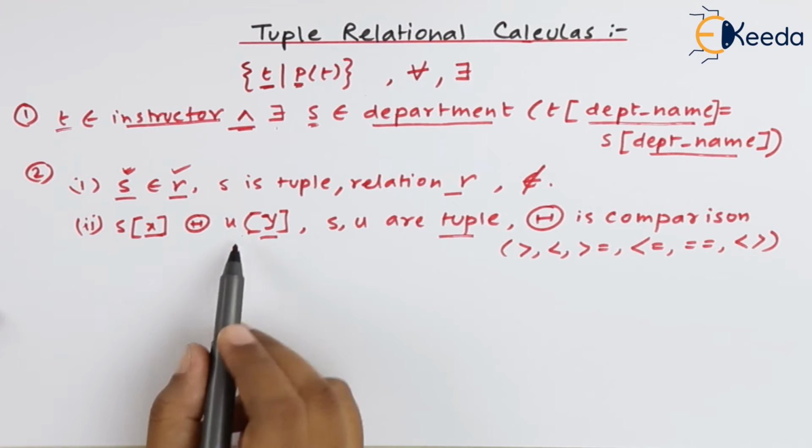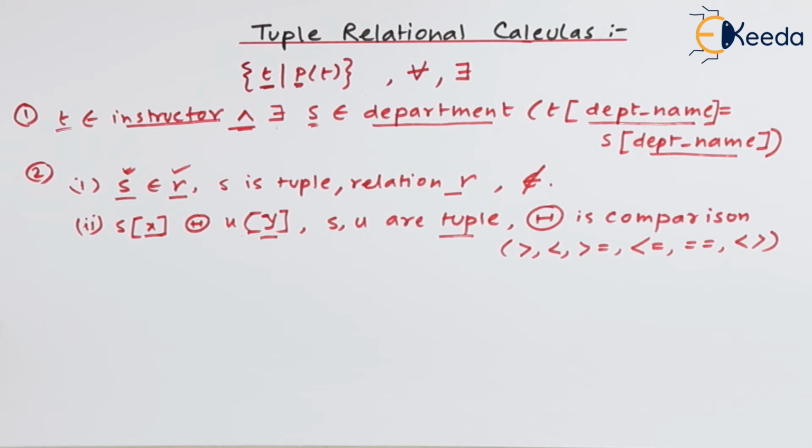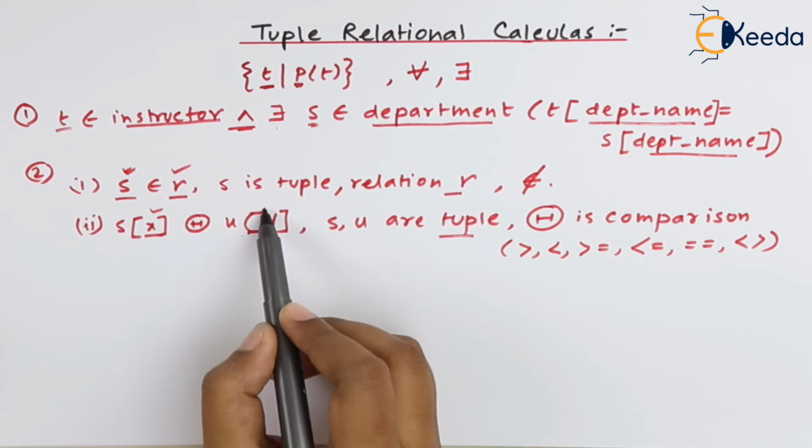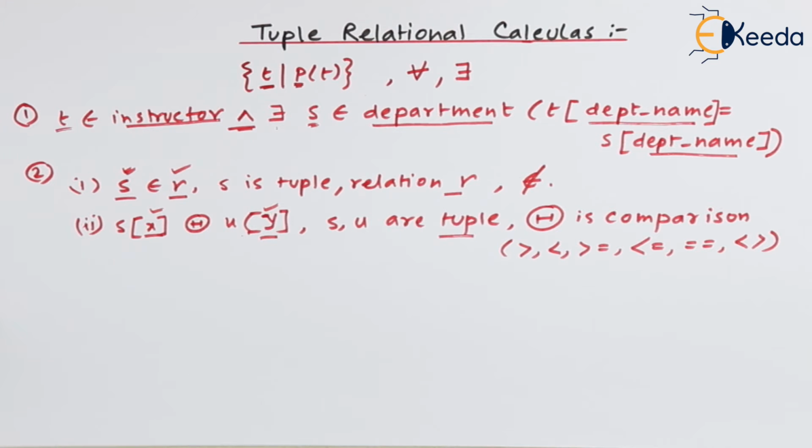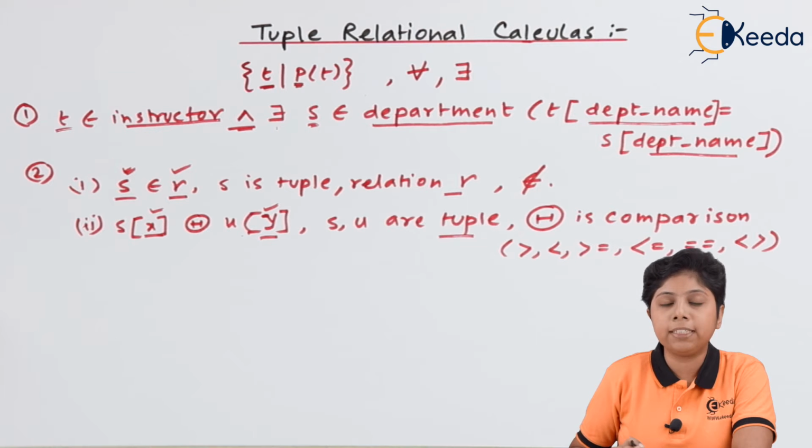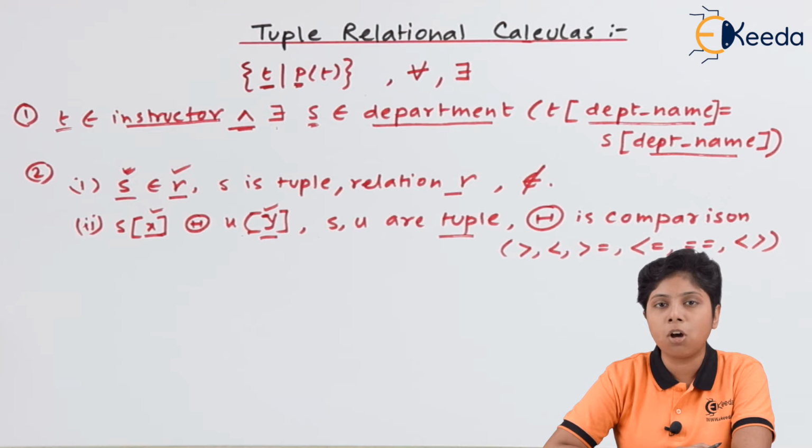Now S and U both are tuples from the relation. Now X and Y are the attributes, or the domains of the attributes, that we are checking in Sx and Uy. If X and Y do not belong to the same attribute domain, then the comparison operator will return an error.